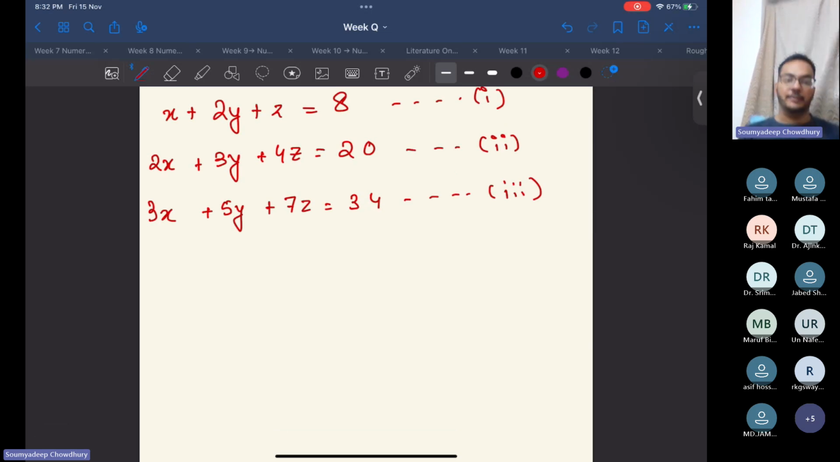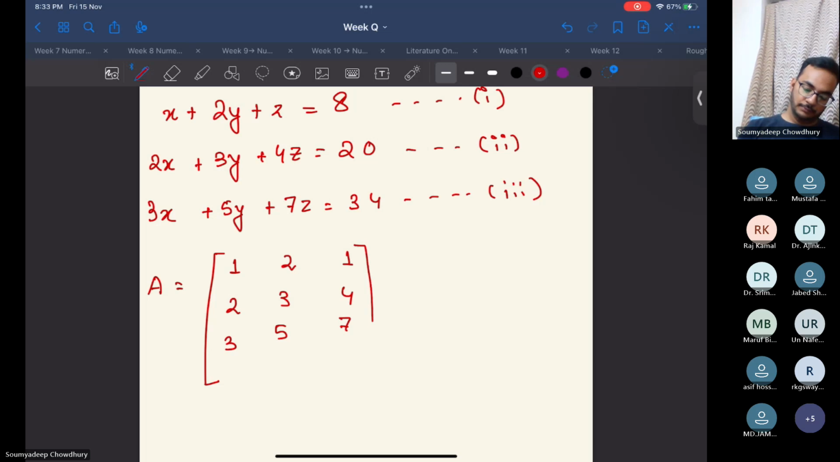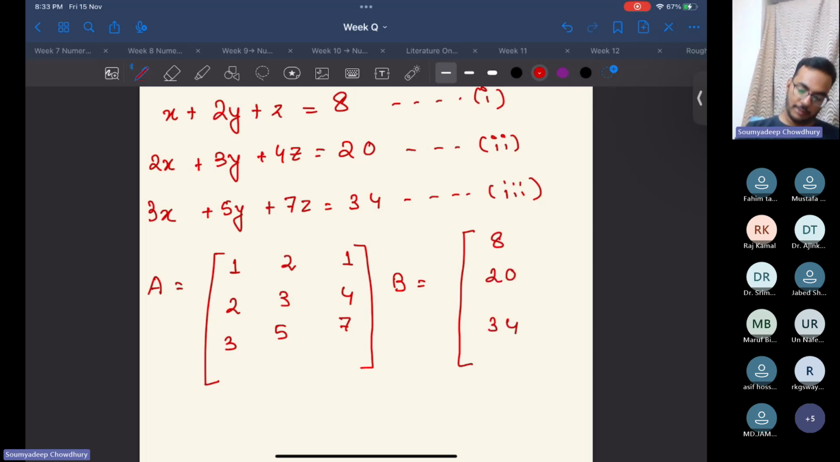We need to form the matrices first. The first matrix is my coefficient matrix, which is named A. It will contain the coefficients of the variables: the coefficient of x is 1, y is 2, z is 1, then 2, 3, 4, 3, 5, 7. A is called the coefficient matrix and B is your RHS matrix or the source matrix. It will be the right hand side: 8, 20 and 34.